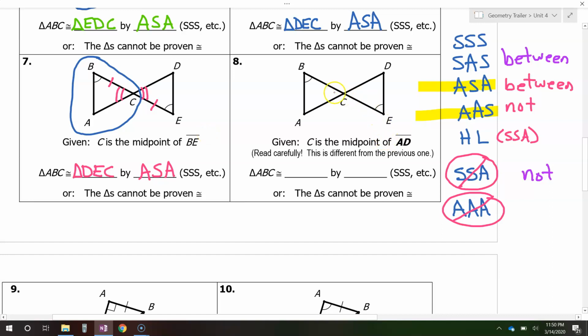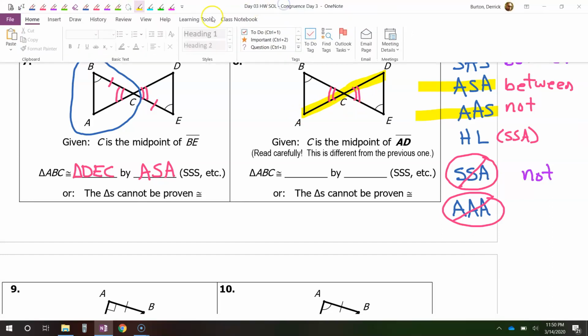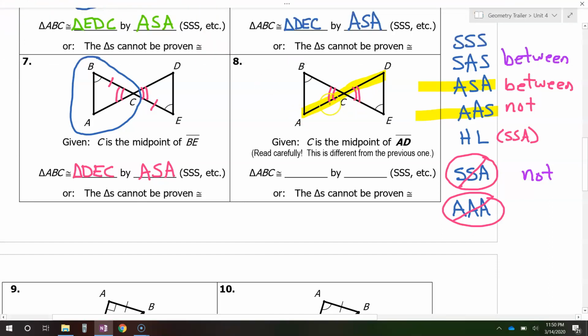Now, number 8, again, let's do these vertical angles, which are always congruent. So now they are marked. Okay, so C is the midpoint of AD. So this time they're telling us that AD, focus your eyes on AD, C is the midpoint of that. So that means that this side of it and this side of it will be congruent because C is the midpoint.